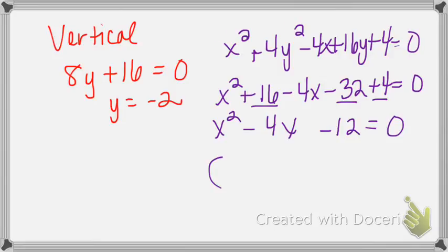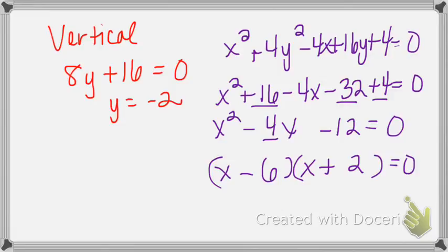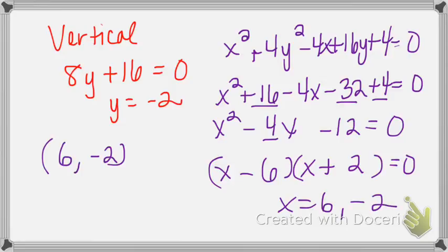I'm trying to find the factors of 12 that multiply to give me 12 and that add to give me 4. That must be 6 and 2. You won't always have two answers, but I do on these two problems. So I get x is 6 and y is negative 2, and then x is negative 2 and y is negative 2. So both of those places are places where there would be vertical tangent lines.